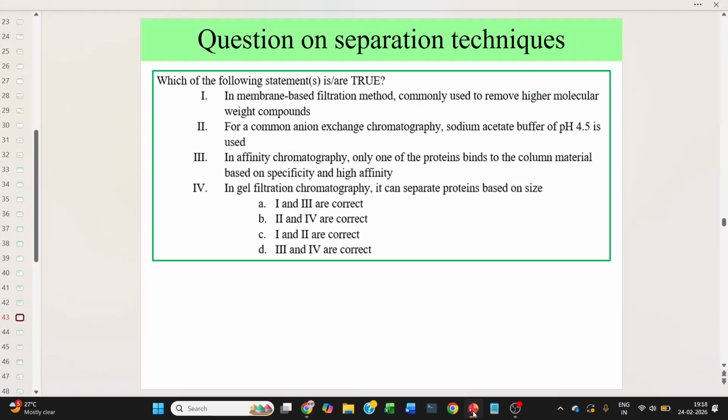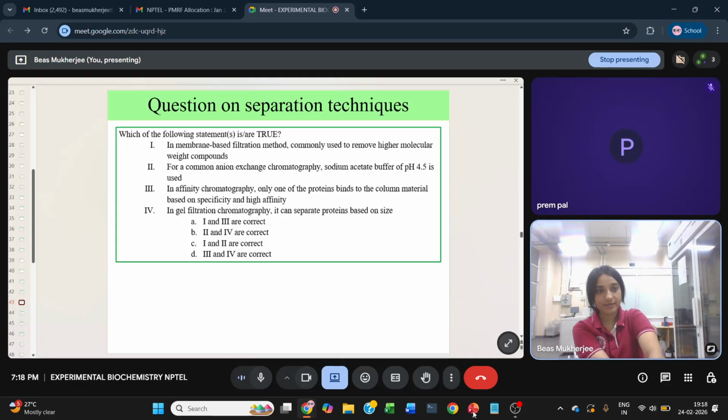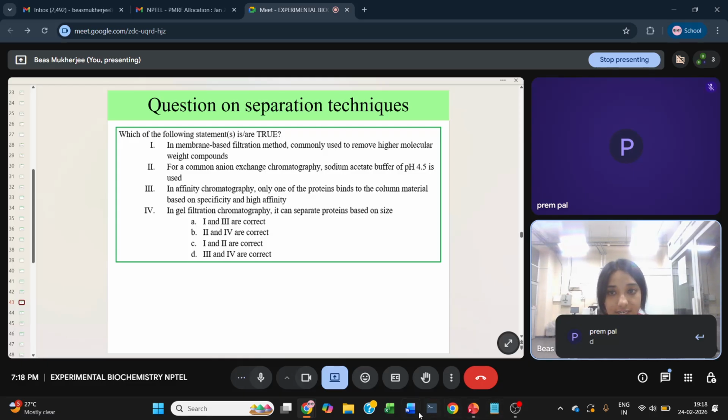Okay. Now we have another question. Which of the following statements is or are true? In membrane-based filtration method, commonly used to remove higher molecular weight compounds for a common anion exchange chromatography, sodium acetate buffer of pH 4.5 is used. In affinity chromatography, only one of the proteins bind to the column material based on the specificity and high affinity. In gel filtration chromatography, it can filter proteins based on size. So which of these do you think are correct? D. Fantastic. Let's see.